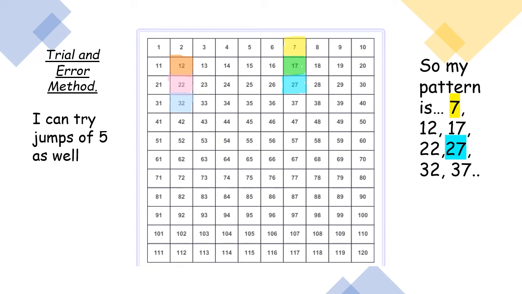And there's your pattern. 7, 12, 17, 22, 27, 32, 37. Hey, I know what's going to happen. 42, 47, 52, 57, 62, 67. Hey, that's an easy pattern. I can finish all the way to the bottom.